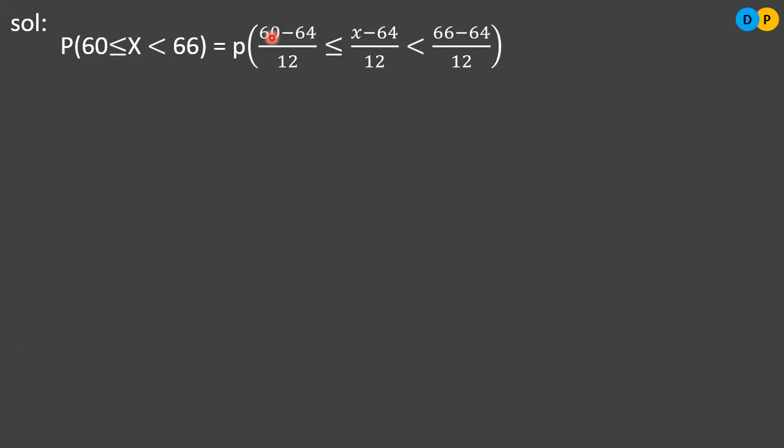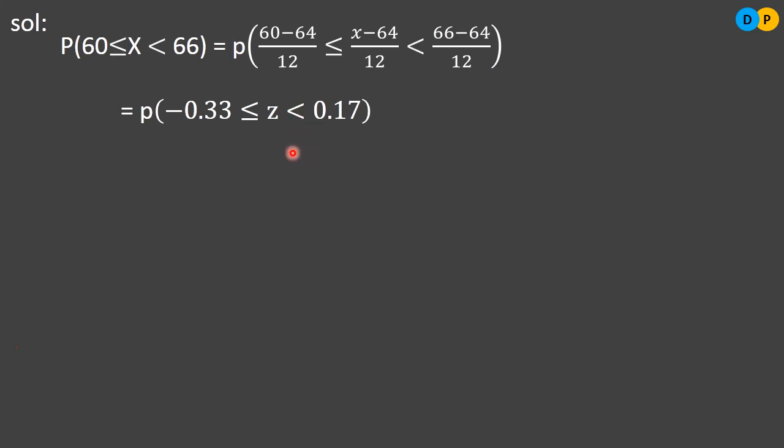So 60 minus 64 divided by 12. Similarly on the upper side, 66 minus 64 divided by 12. After simplification we need to know the probability of the standard normal variate Z taking a value greater than or equal to minus 0.33 and less than 0.17. So you got this value after simplification.